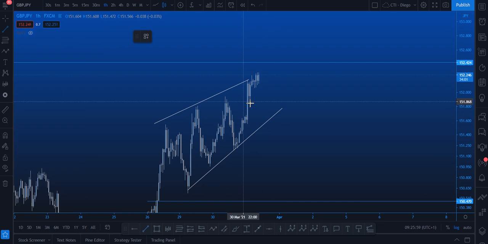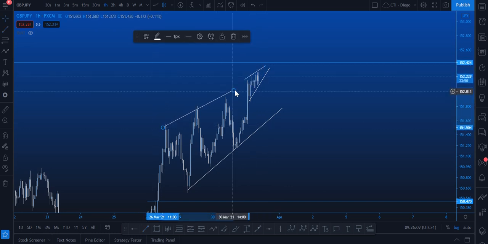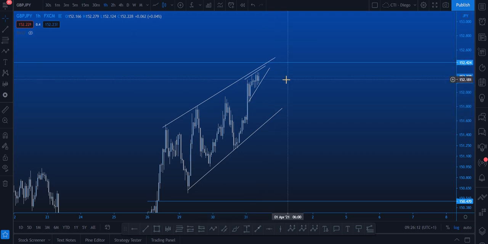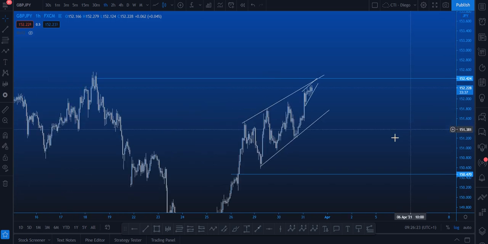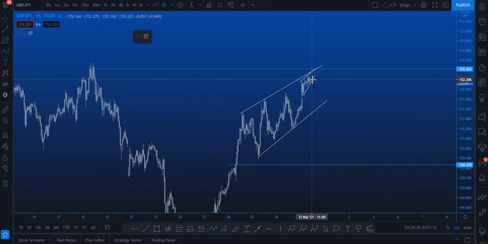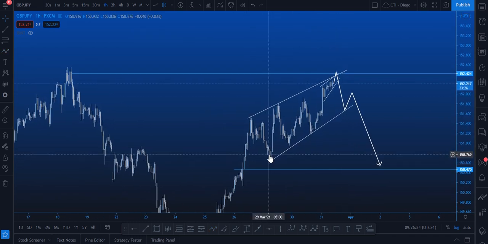So once price continues to go higher, we need further confirmation. So if we extend the pattern, this will look more interesting. Here we go. So one more push to the upside, tap liquidity, and then a drop towards the first take profit, which is around here. So this is the game plan for pound yen, keeping it really simple.